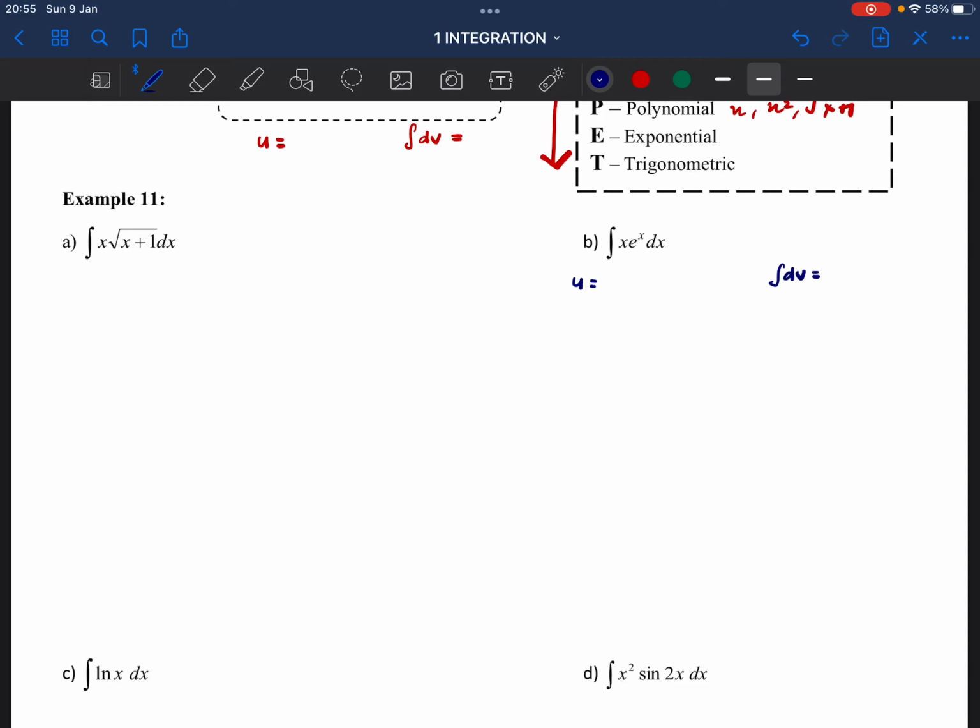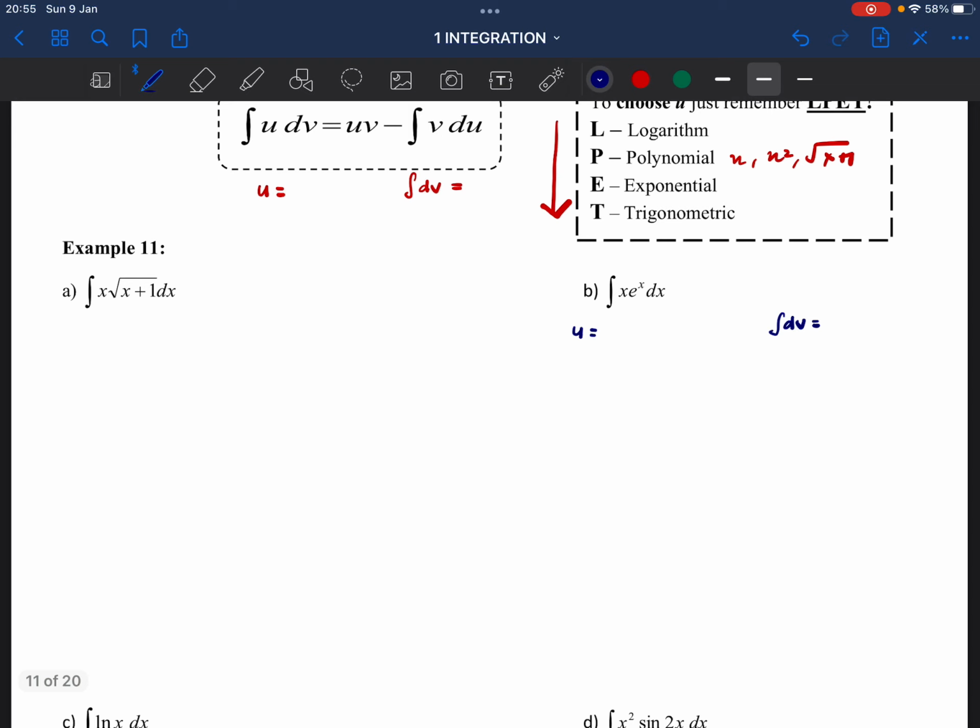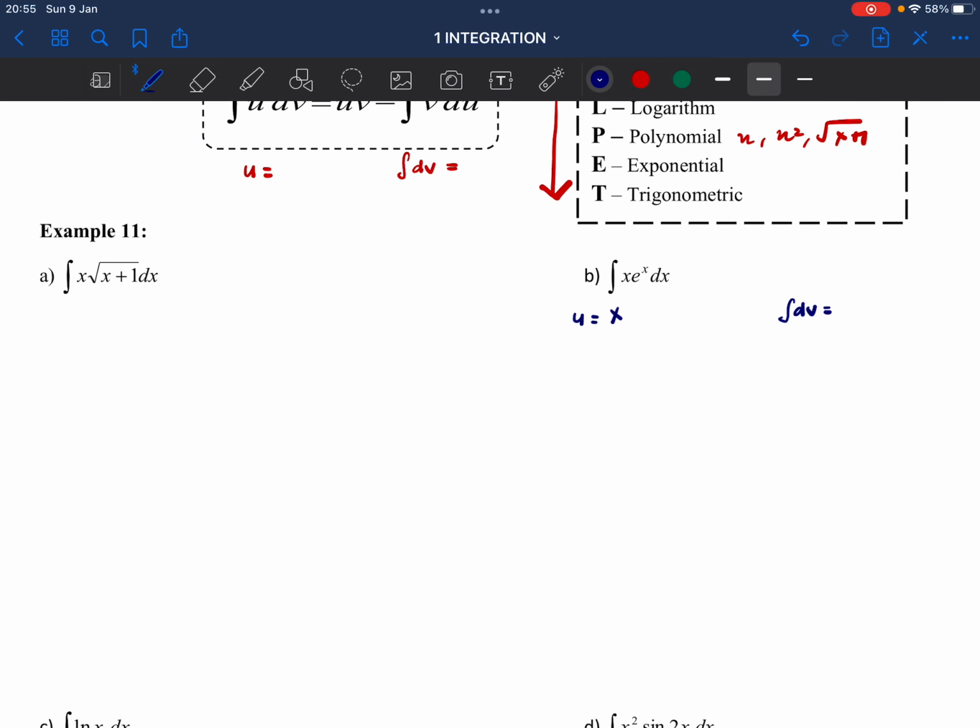So now let's choose our u. For u we can use LPAT. So which one is first? This is P, this is exponent. Is it polynomial or exponent first? Polynomial first. Therefore we will choose x as our u. This one we have to differentiate. So differentiating, du over dx, we will get 1, and transferring dx to the right hand side, you will get du equals dx. So this one you have to differentiate.